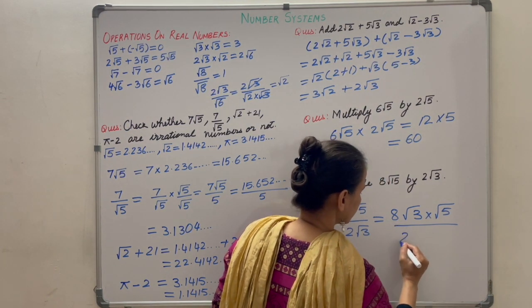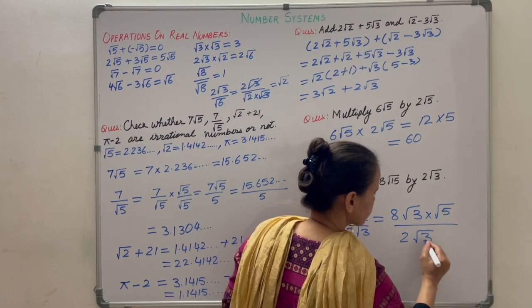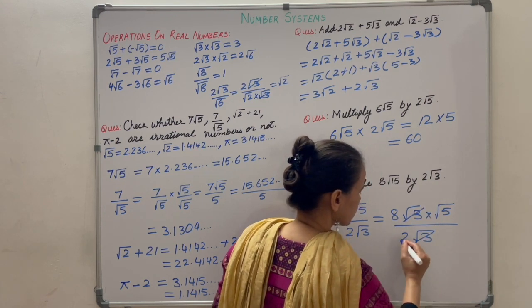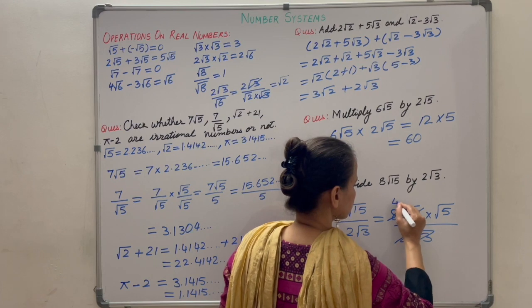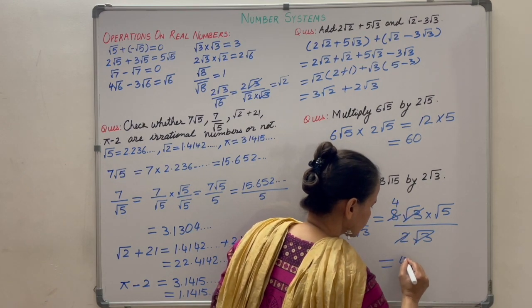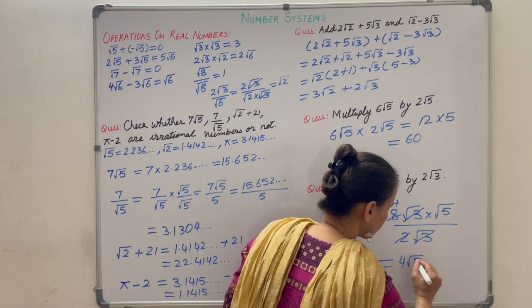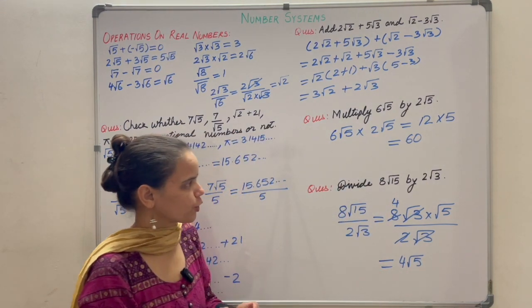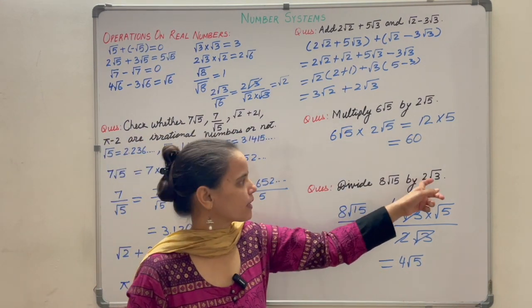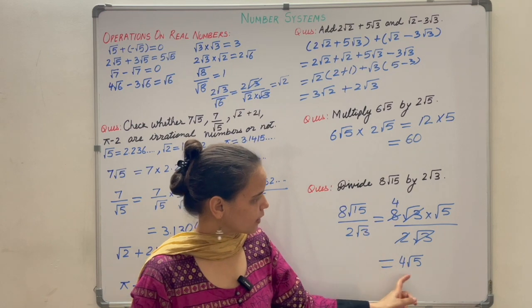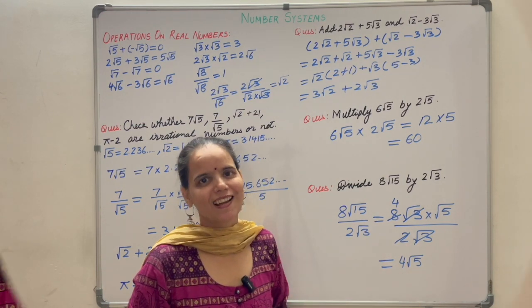And in the denominator, you have 2 root 3. So you can cancel root 3, and 2 and 8 you can cancel. You will have 4 here. So you got an irrational number, 4 root 5. So here you have divided an irrational number by an irrational number and the result is an irrational number.